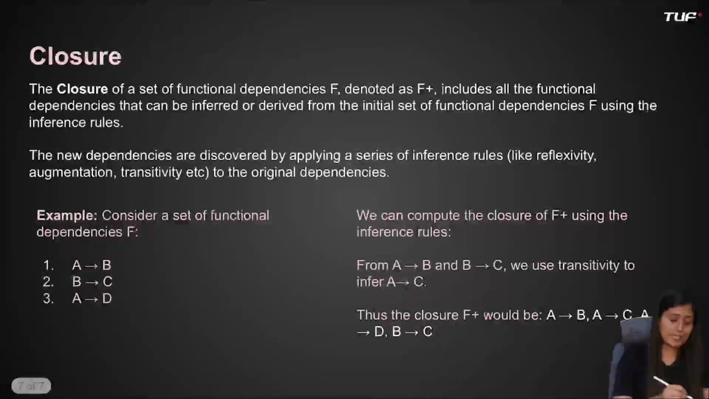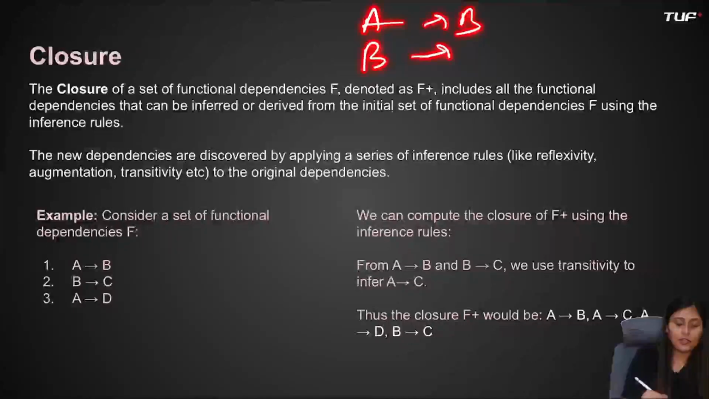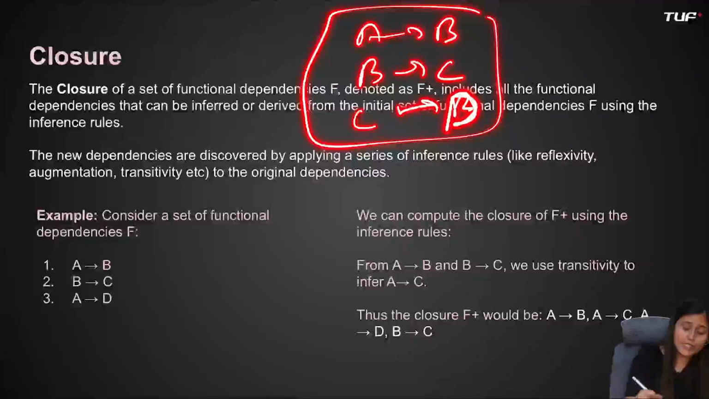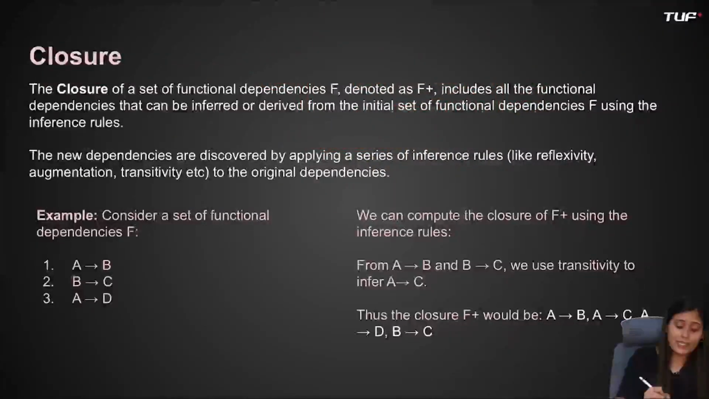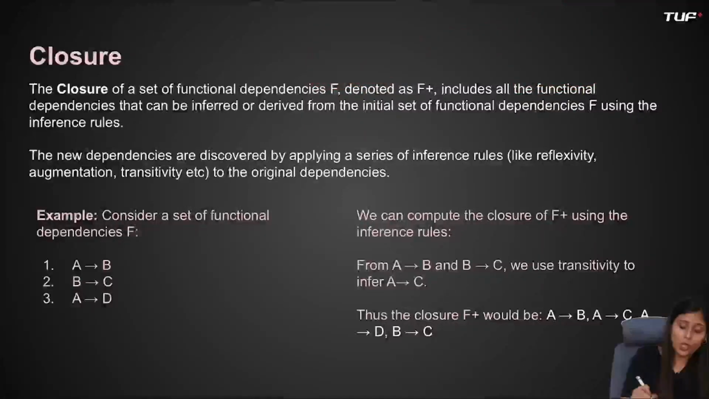Now let's come to closure. Closure is a set of functional dependencies. Let's suppose we have three different dependencies: A defines B, B defines C, and C defines D. The set of these dependencies we call closure, and we denote it not as F but as F plus. This is the set of all functional dependencies that can be inferred or derived from the initial set of functional dependencies.